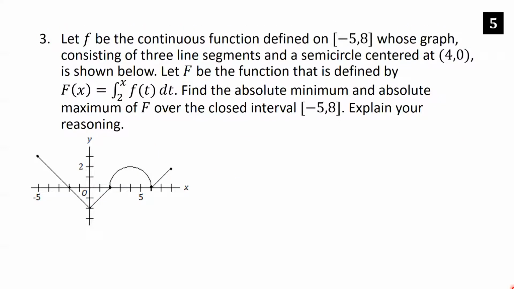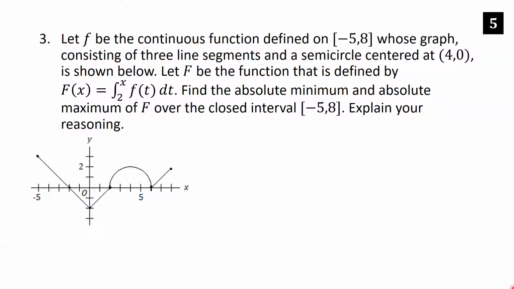Let little f be the continuous function defined on the closed interval -5, 8, whose graph consisting of 3 line segments and a semicircle centered at 4, 0 is shown below. Let capital F be the function that is defined by capital F of x is equal to the integral from 2 to x of little f of t dt. Find the absolute minimum and absolute maximum of capital F over the closed interval -5, 8.